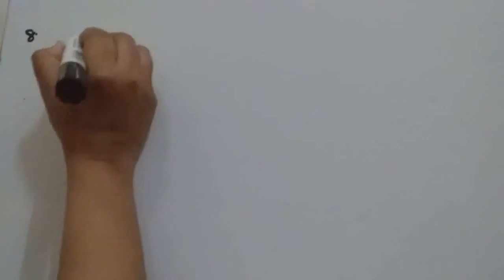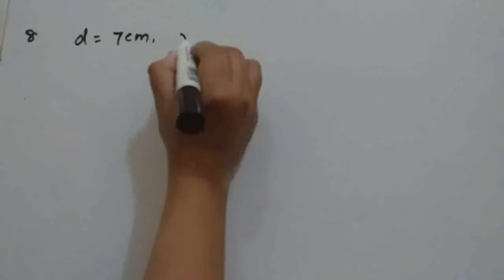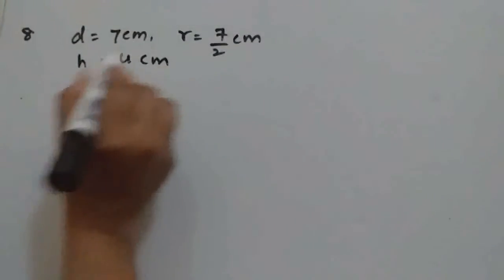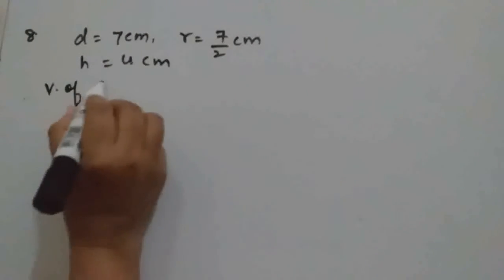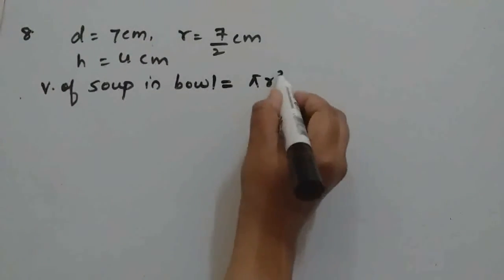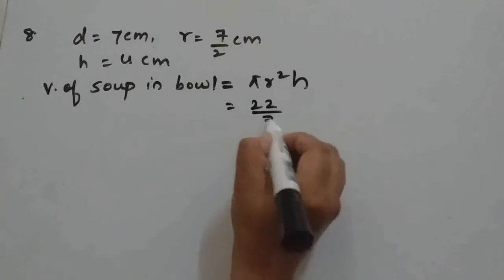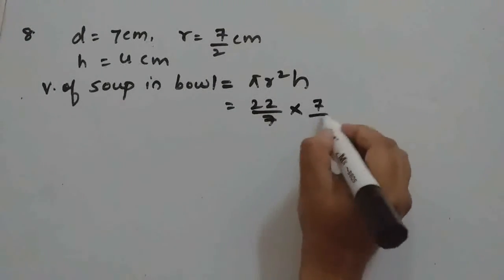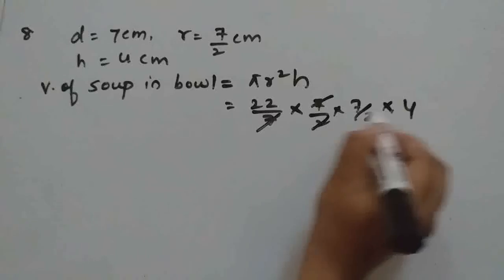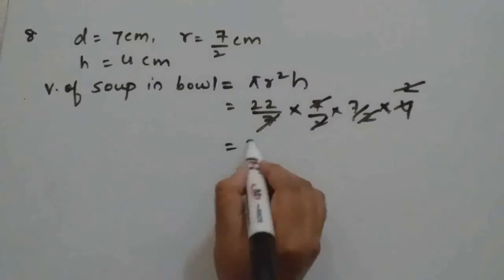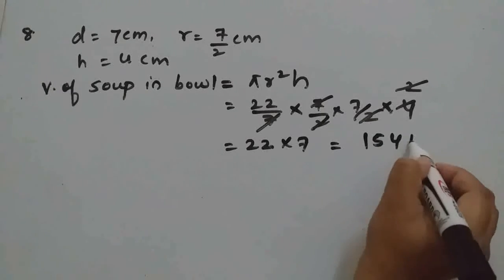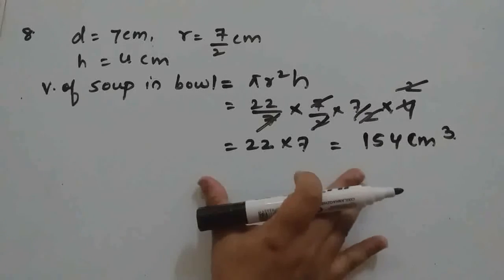So the diameter is given as 7 centimeter, so the radius will be 7 by 2 centimeter. The height is 4 centimeter, isn't it? So the volume of soup in the bowl is pi r square h, 22 by 7, r square means 7 by 2, 7 by 2, into h is 4. So 1 7 will go, 2 2s are 4, 1 2 will go. So 22 into 7 will be 154 centimeter cube, isn't it? So this is the volume of soup in one bowl.